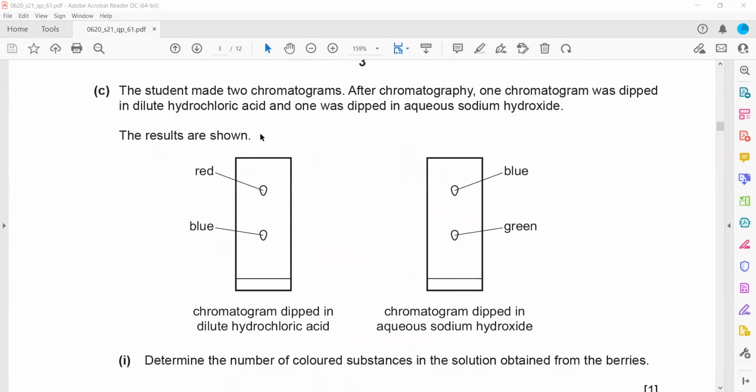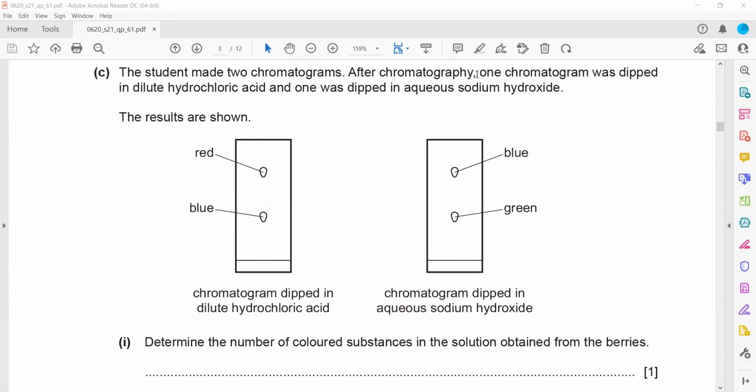The next part, the student made two chromatograms. As you can see, two chromatograms are there. The only difference what student did, one chromatogram he dipped in hydrochloric acid. So one of the chromatograms, the solvent which was used is hydrochloric acid, and the other chromatogram, the solvent which he used, that is sodium hydroxide.